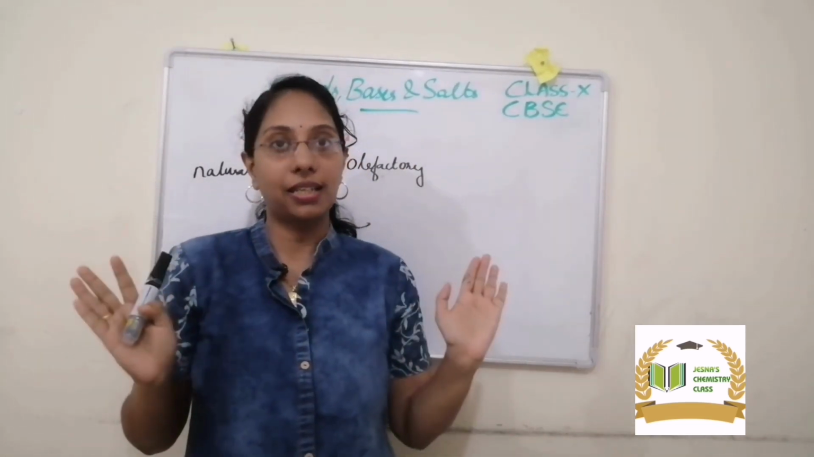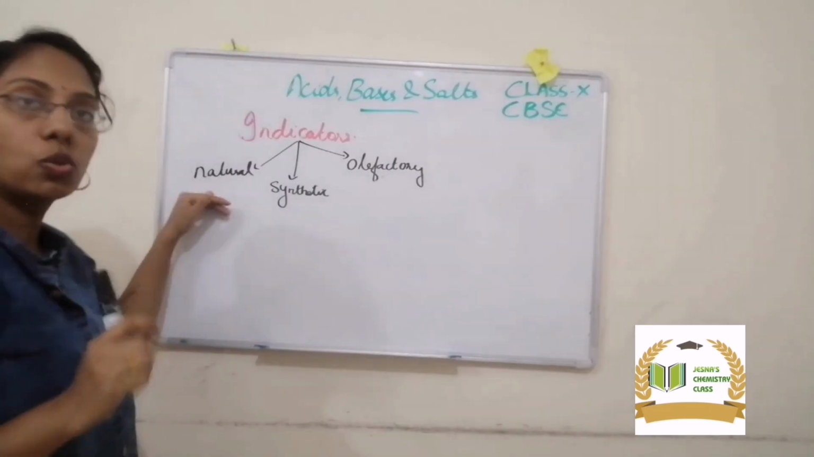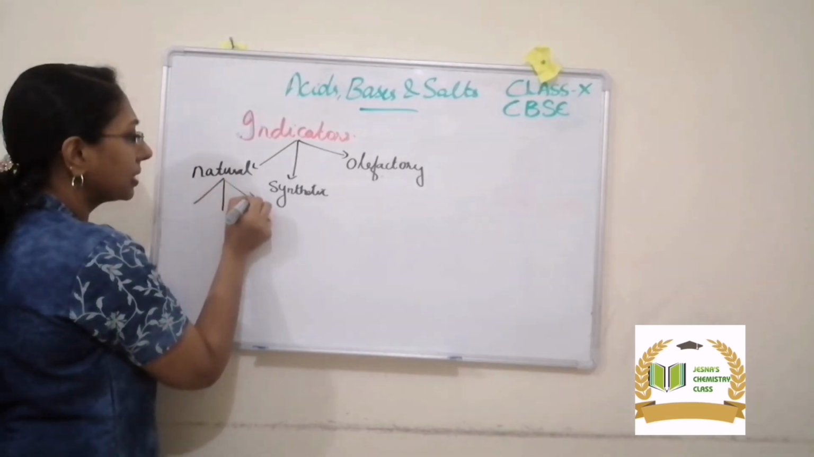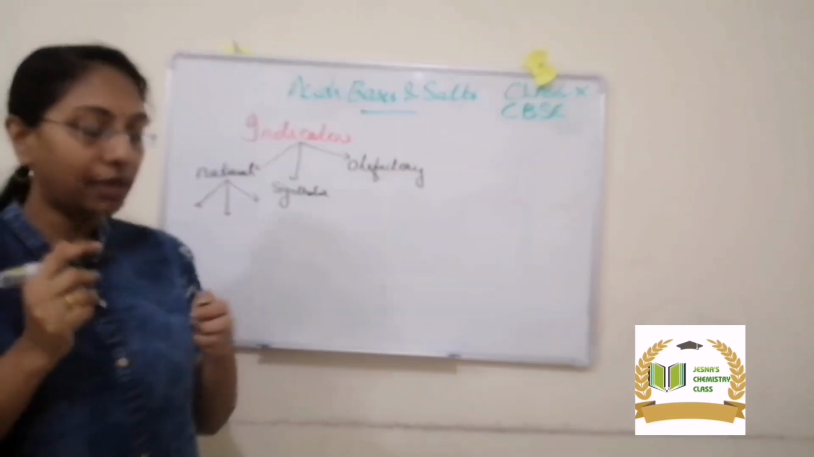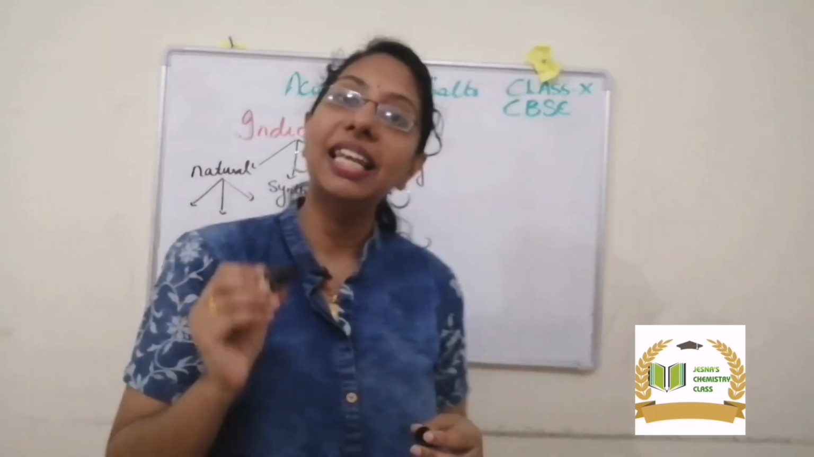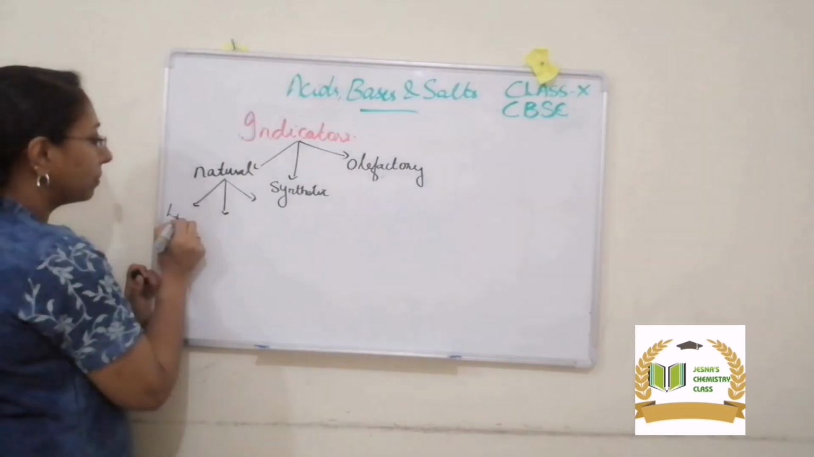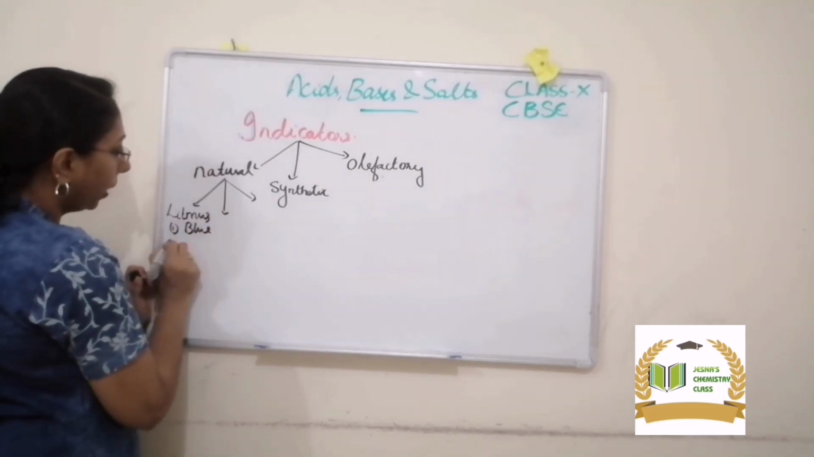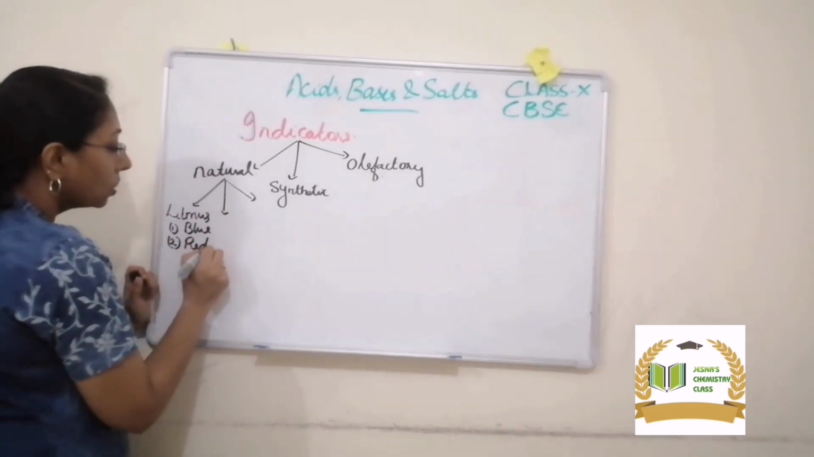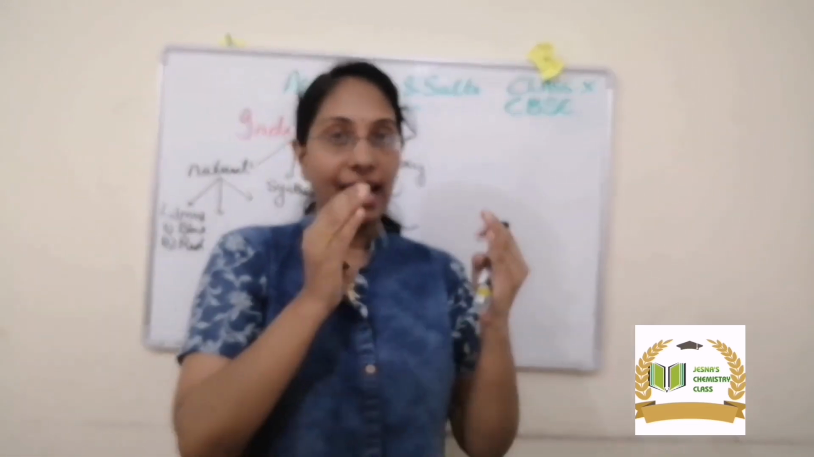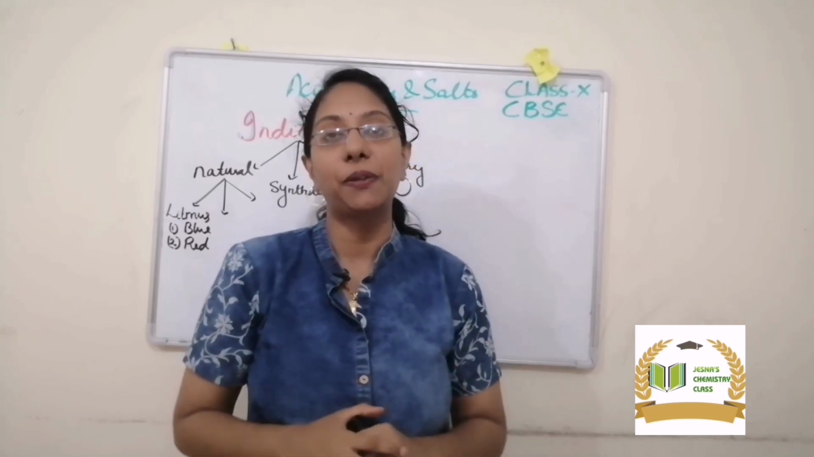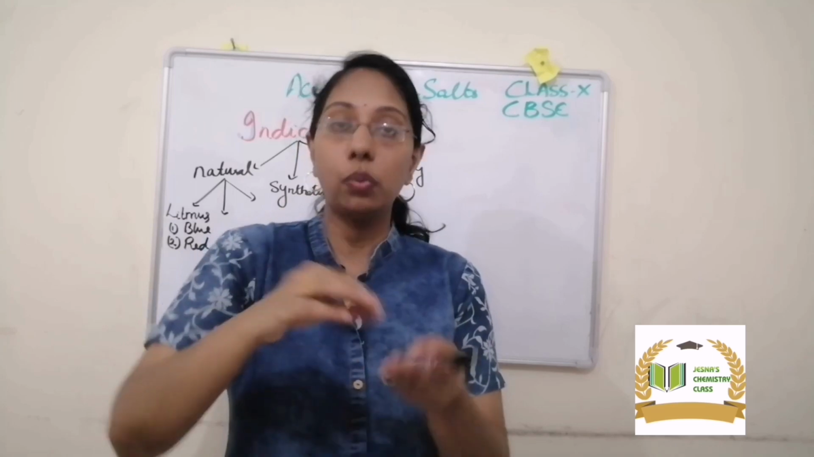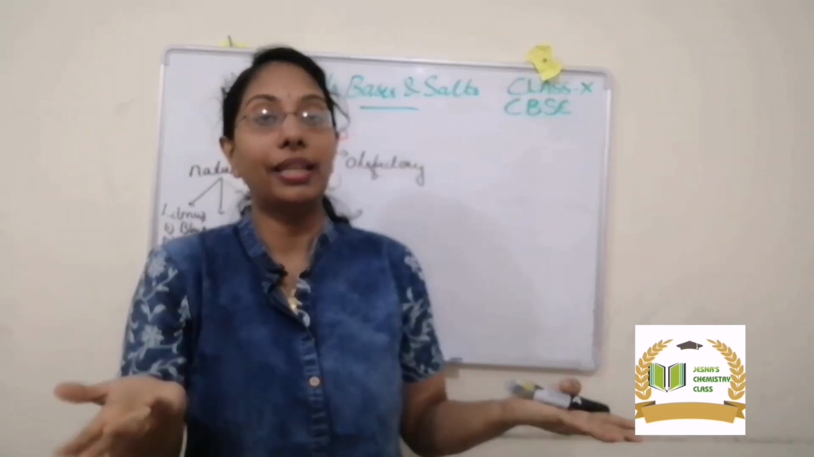From the word itself, it is clear that first we will go with the natural indicators. Natural means which we get from nature. We are discussing only some natural indicators. First one is litmus. We know that we have litmus paper. What colors have you seen? One is blue and the other is red. So how do we identify an acid and a base using litmus paper? We have one bottle and we don't know whether it is an acid or a base.